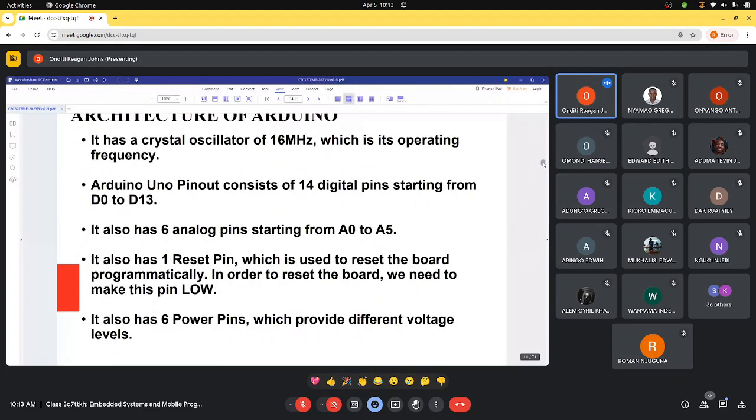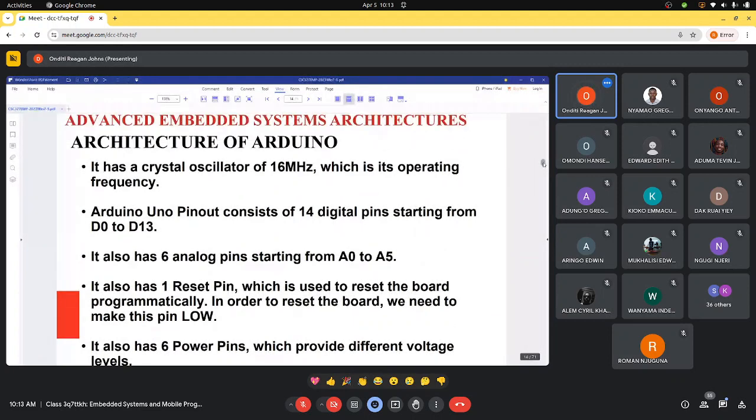So the pins, the architecture pins. We say that it has a crystal oscillator of 16 megahertz, which is its operating frequency. And again, this is something that each one of you should be able to understand: what is the 16 megahertz frequency that this board is operating on, correct? You really need to understand the function of the crystal oscillator, and once you understand it, then there's the frequency speed, and how this frequency speed affects the operation of this particular board.